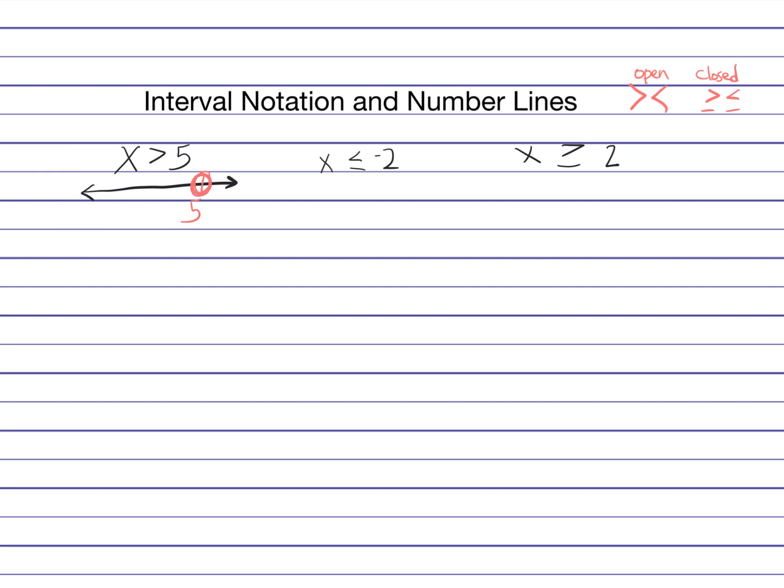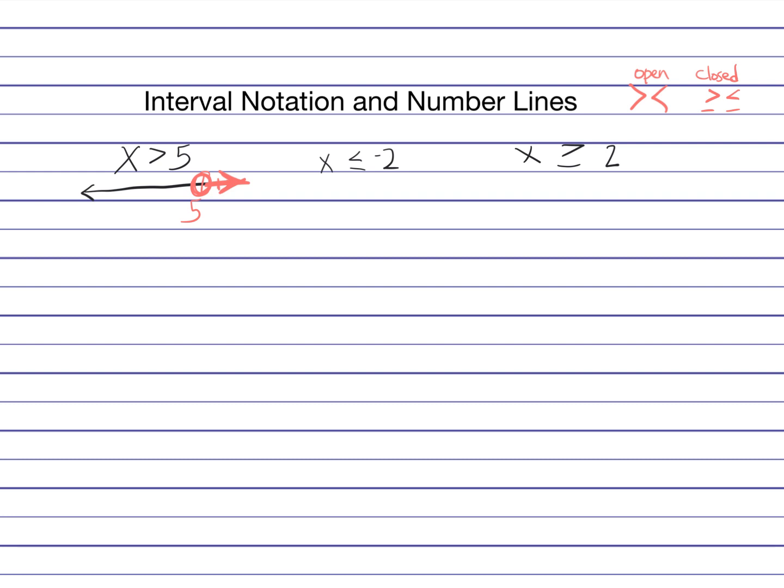And where are the numbers greater than 5? Are they greater than 5 to the right or to the left of 5? Well, here's a test you can do. Is 6 greater than 5? Yes. Is 7 greater than 5? Yes. So then I shade to the right. And that's my shading for x is greater than 5.